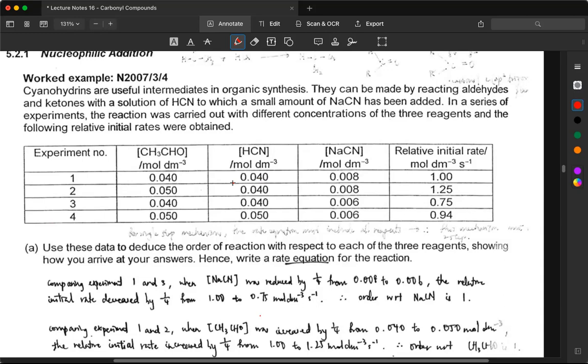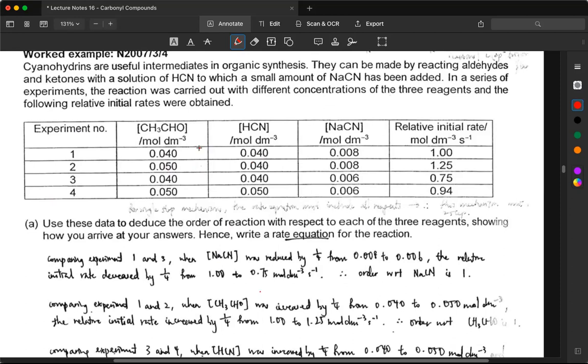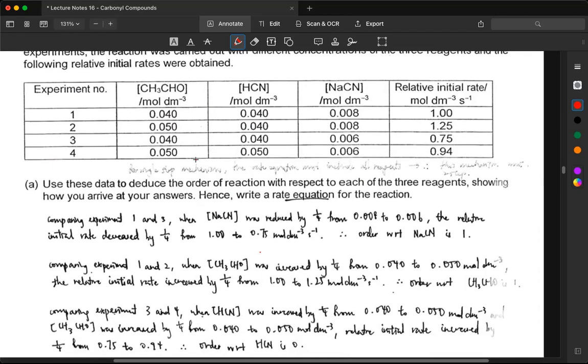You choose the experiment that shows the changes in the concentration of one variable, but the other is constant. That's how you do it. So from 0.04 times 1/4 to 0.05, the initial rate increased by 1/4. So the order of reaction with respect to this will be 1.